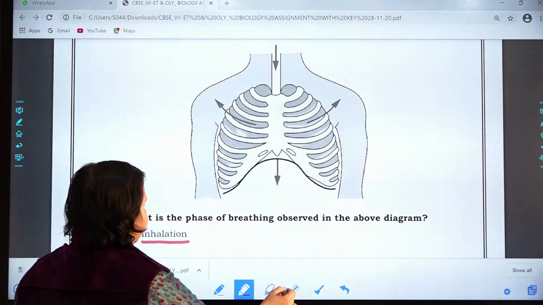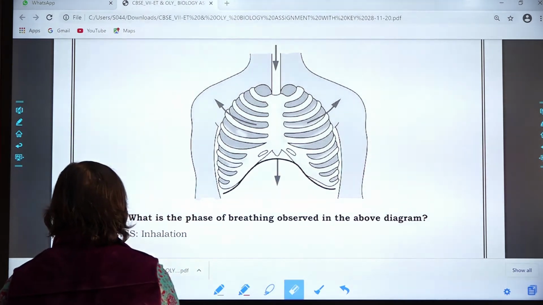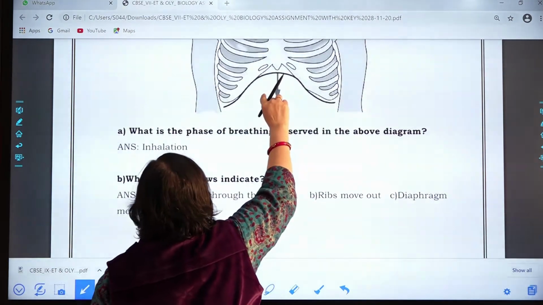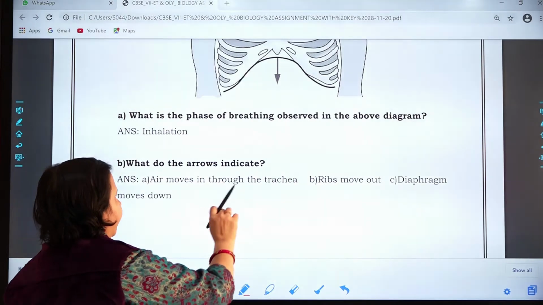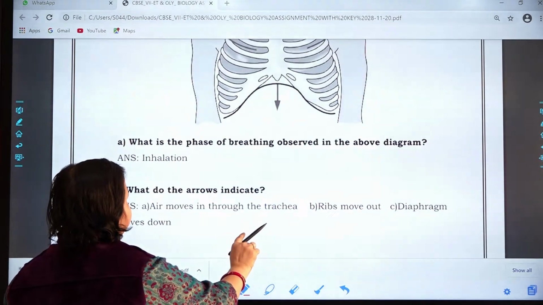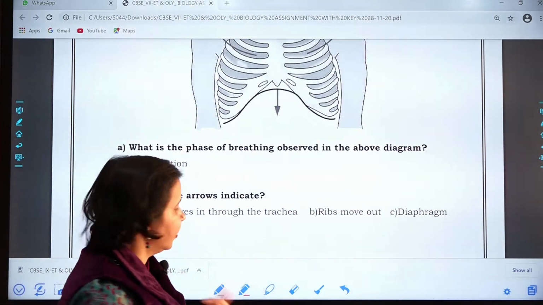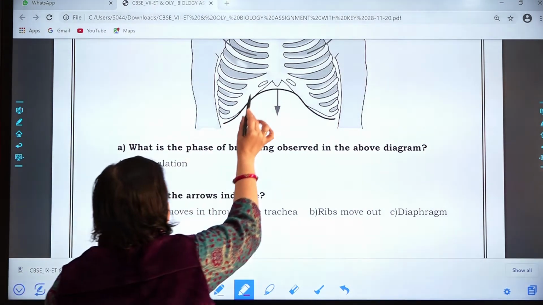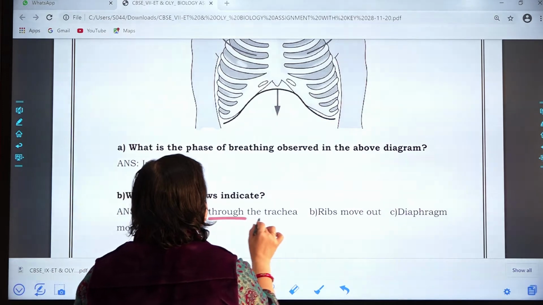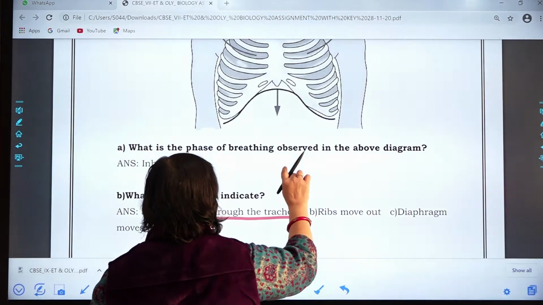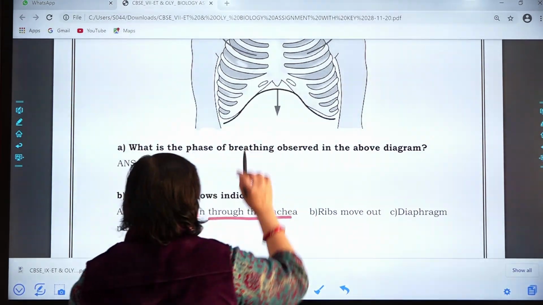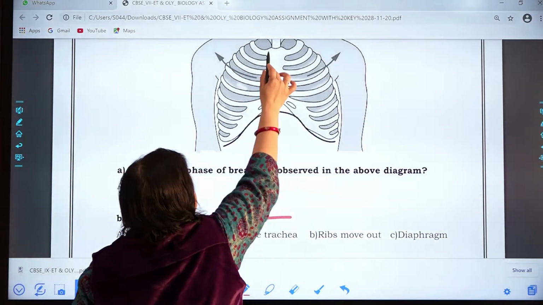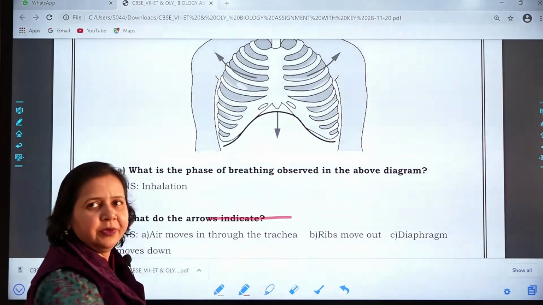Now, let's see the next question, question number 3, B part. What do the arrows indicate in the above diagram? The answer is A: the air moves in through the trachea. Here we can see the air is moving in through the trachea, as the arrows indicate. The air is moving in.